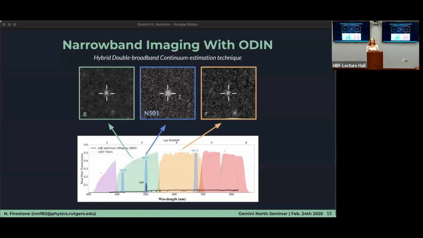This is a really useful technique because it allows us to utilize filters that don't necessarily have a contribution from the emission line feature. This allows us to select even dimmer LAEs. And it also allows us to be really careful and intentional about the broadband filters that we decide to choose to maximize our area coverage and the quality of the photometry.